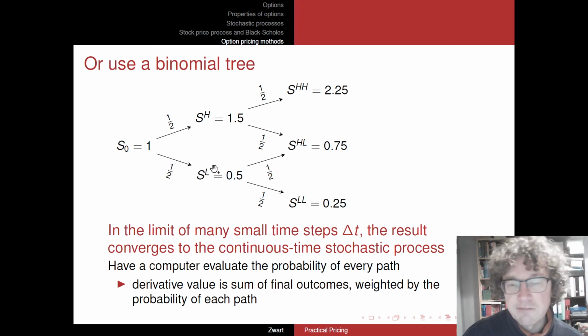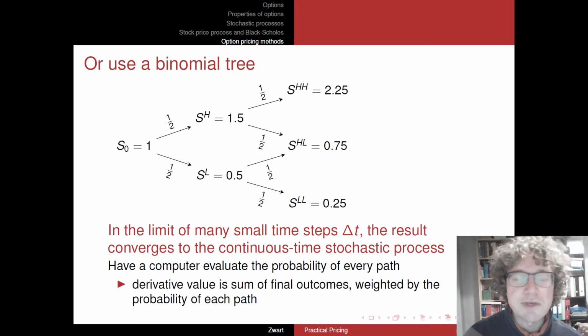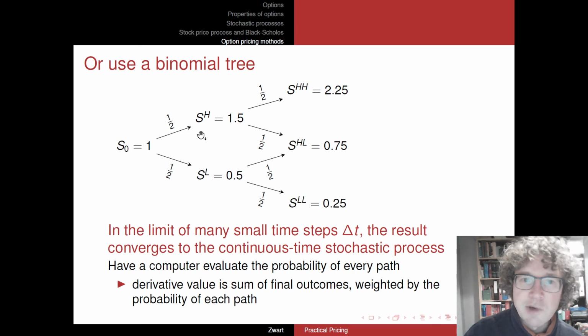Now this is a very easy, transparent process that the stock might follow with these discrete steps. But imagine now that we make these discrete steps smaller and smaller, so that we make the time steps smaller, and we also make the steps in the increments or the decrements of the stock price smaller. So instead of going from 1 to 1.5, all of a sudden, perhaps we go from 1 to 1.1. If you go down, perhaps we go from 1 to 0.9, and continue in that way.